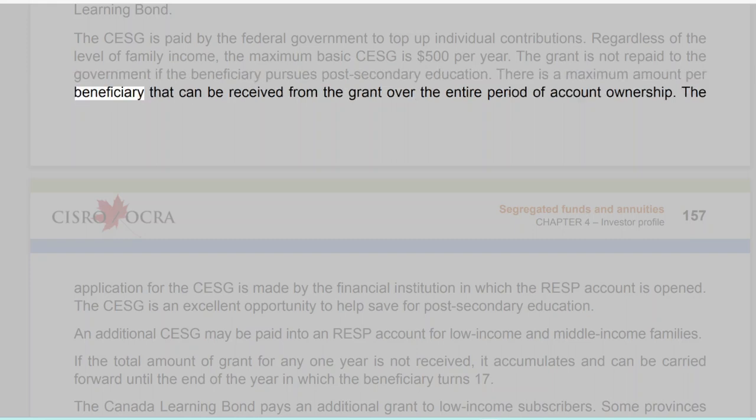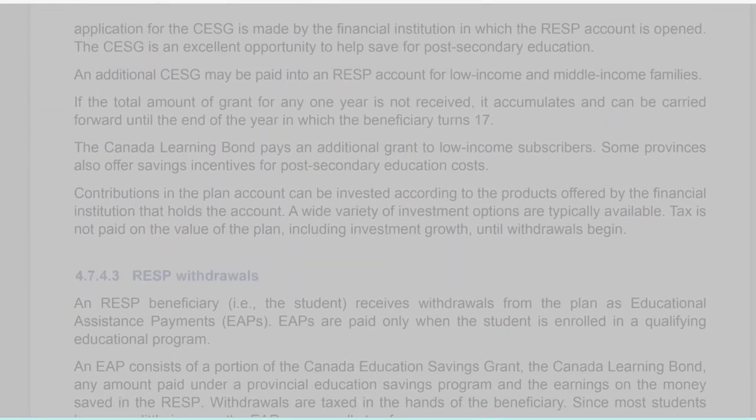There is a maximum amount per beneficiary that can be received from the grant over the entire period of account ownership. The application for the CESG is made by the financial institution in which the RESP account is opened. The CESG is an excellent opportunity to help save for post-secondary education. An additional CESG may be paid into an RESP account for low-income and middle-income families. If the total amount of grant for any 1 year is not received, it accumulates and can be carried forward until the end of the year in which the beneficiary turns 17.